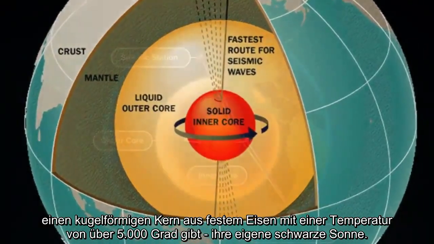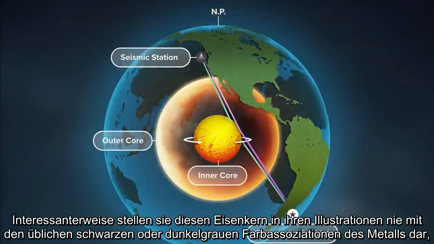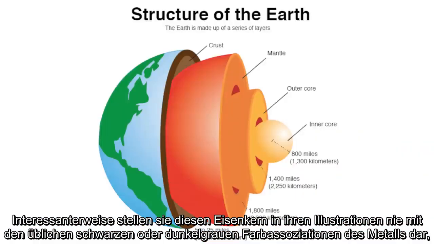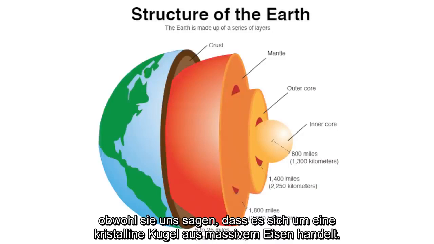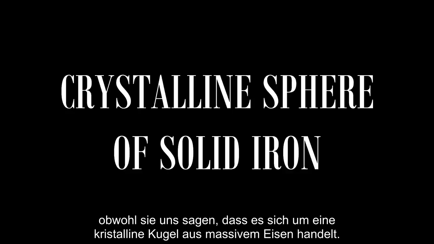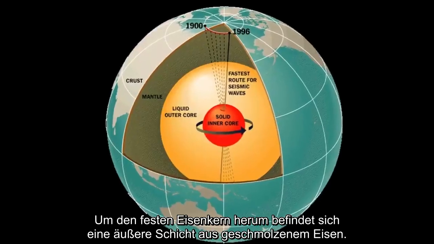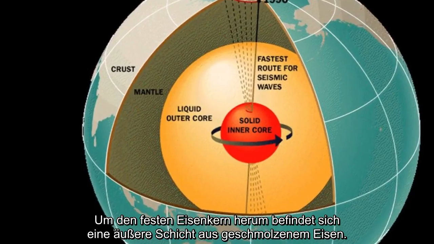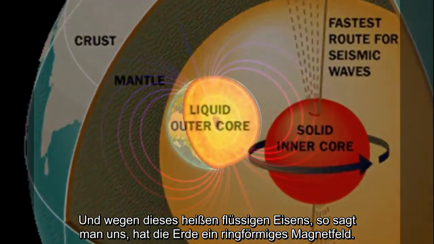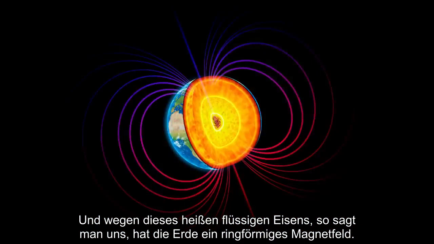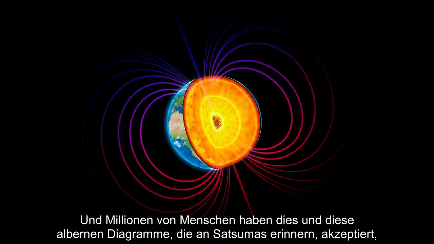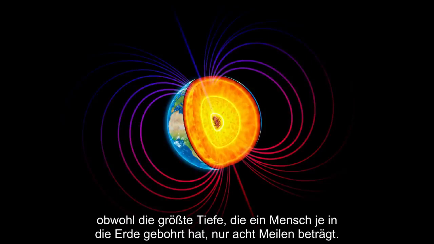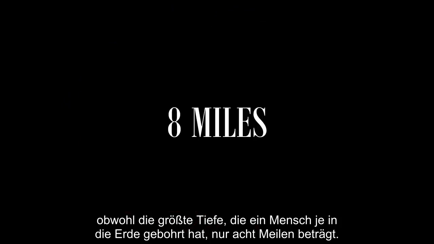Their own black sun. Interestingly, they never represent this iron core with the metal's usual black or dark grey colour associations in their illustrations, despite telling us it is a crystalline sphere of solid iron. Surrounding the iron solid core is an outer layer of molten iron, and it is because of this hot liquid iron, we are told, that the Earth has a magnetic toroidal field. And millions have accepted this, and these silly diagrams that resemble satsumas, despite the hard fact that the furthest depth a human has ever drilled into the Earth is a mere 8 miles.